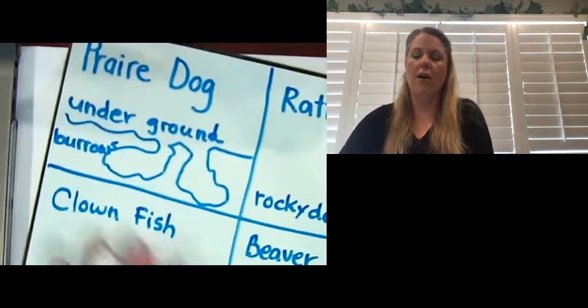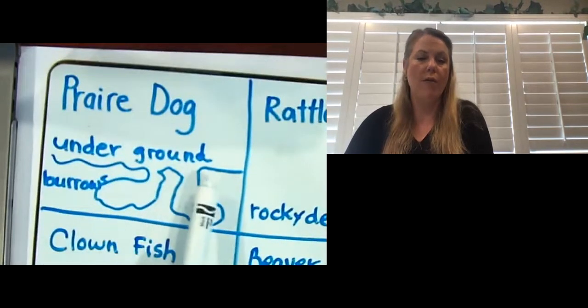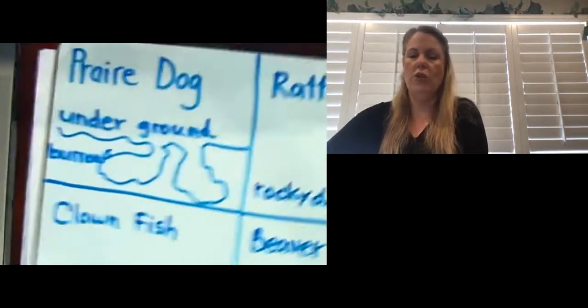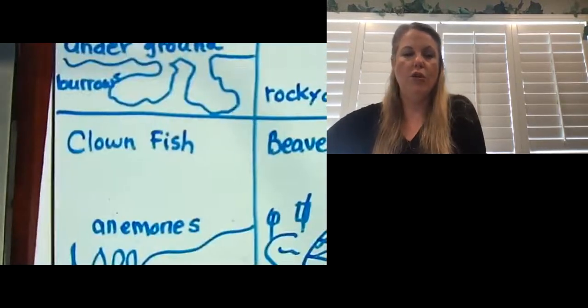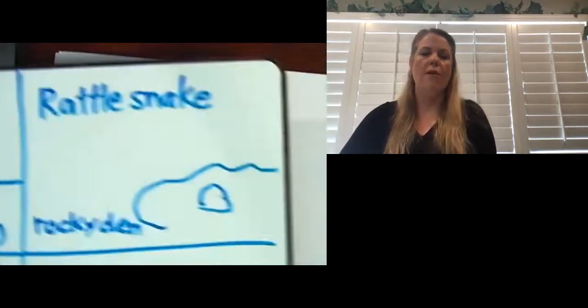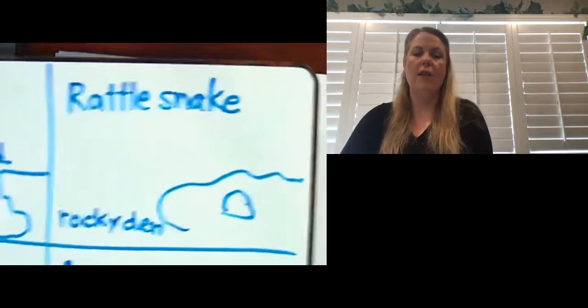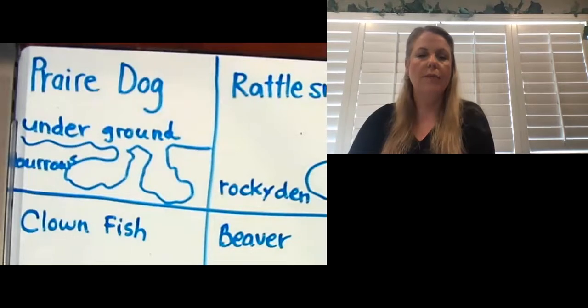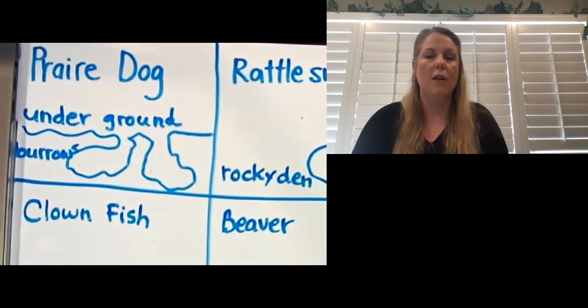In this story, one was a prairie dog, and the prairie dogs' home is underground burrows. Then we had a clownfish, and the clownfish's home were anemones, right? Then we had a rattlesnake, and it says that they live in rocky dens. The last one that we did was a beaver, and beavers live in lodges.